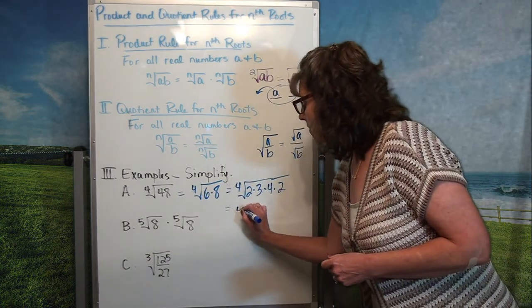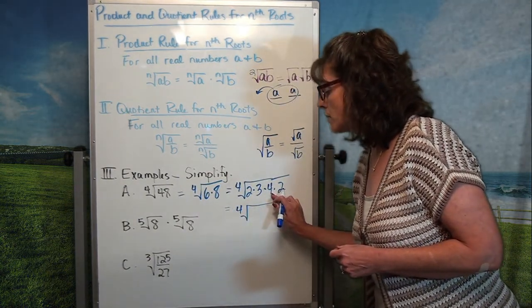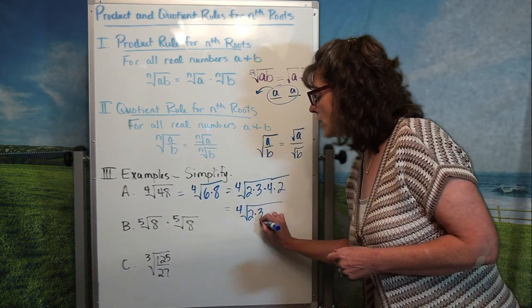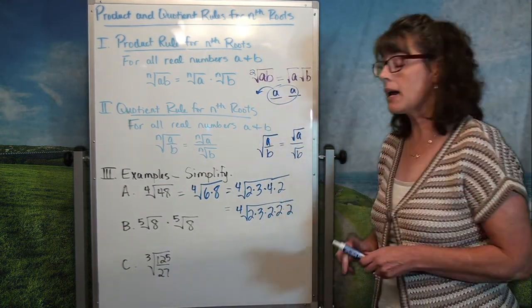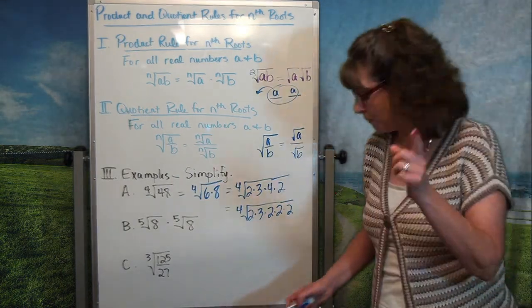That 4 right here is 2 times 2. So I have 2 times 3. Here's the 4 with 2 times 2. And here's that 2 in the back. And notice I have a set of 4.